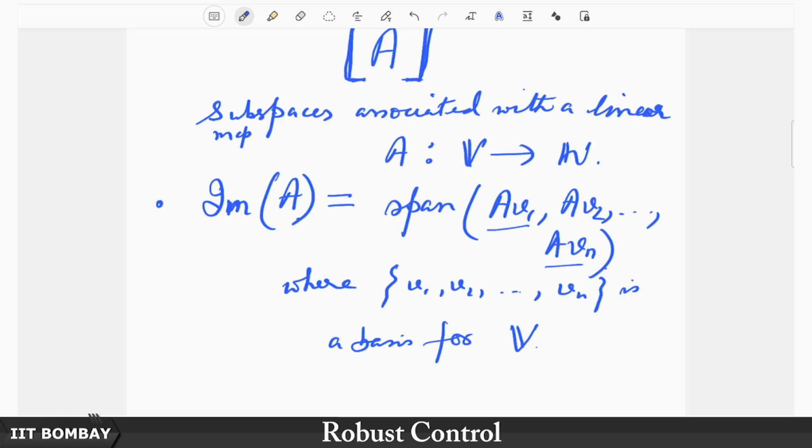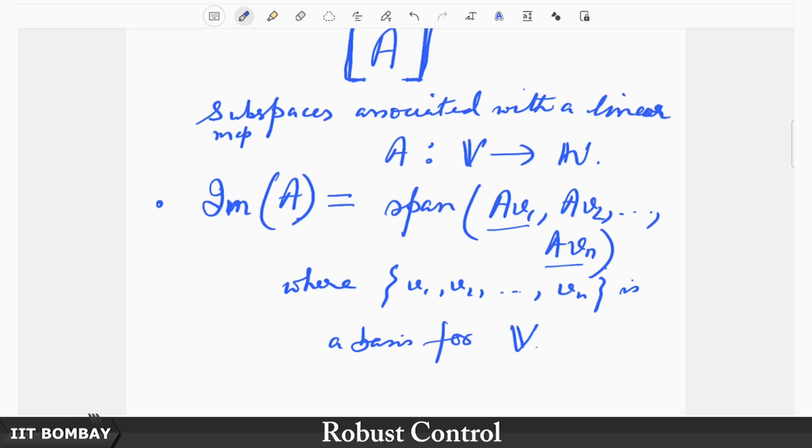So, since the image is defined in this fashion, the image will naturally, so remember this image is basically associated with a linear map. So, we have now got a subspace that is associated with a linear map, and that is of course described in this fashion, and because of the fact that we have shown in the previous lecture that a span is going to be a subspace, so also is going to be this image a subspace.